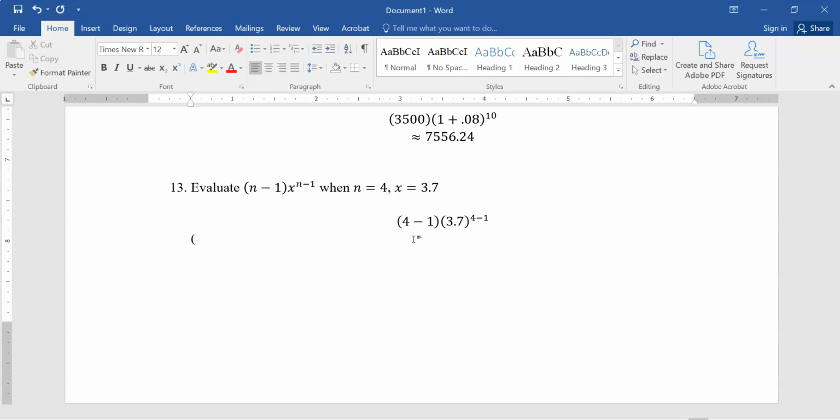First off, utilize my parentheses. I can type in 4 minus 1 parentheses 3.7 and then my caret, and then I can put the 4 minus 1 in parentheses so that my calculator knows that that 4 minus 1 is all in my exponent.